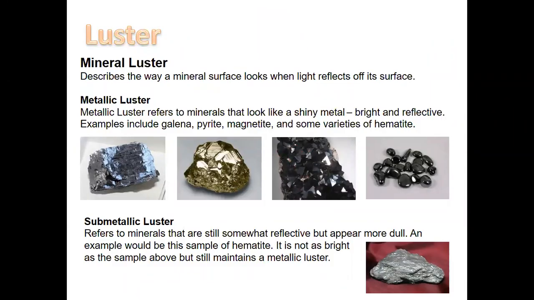Luster. Mineral luster describes the way a mineral surface looks when light reflects on its surface. There's metallic luster, submetallic luster, and non-metallic lusters. Here are some examples of metallic lusters, including things like, from left to right, galena, pyrite, magnetite, and some varieties of hematite. Submetallic lusters include things like this sample of hematite, which is less shiny than the sample seen above.